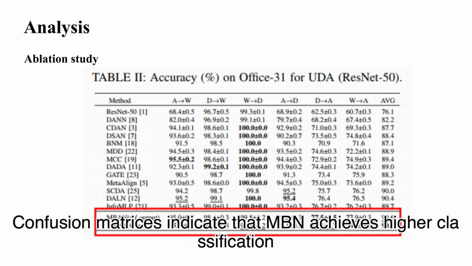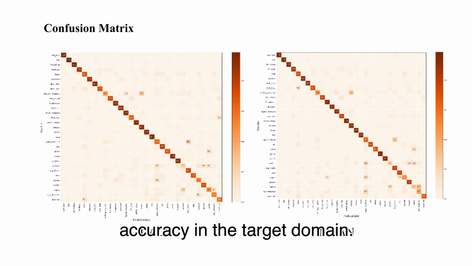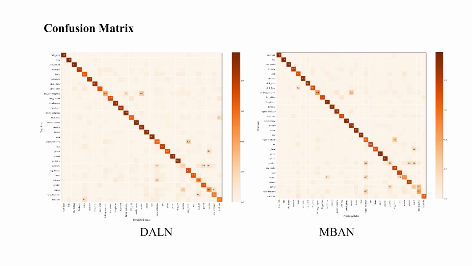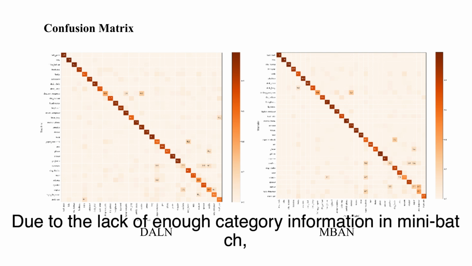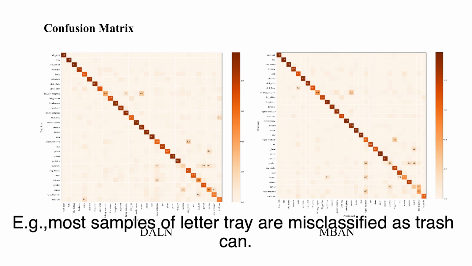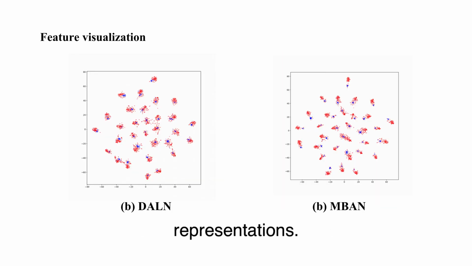Confusion matrices indicate that MBAN achieves higher classification accuracy in the target domain. DALN only calculates the nuclear norm on the current mini-batch. Due to the lack of enough category information in the mini-batch, there exist numerous misclassified samples, e.g., most samples of letter tray are misclassified as trash can. Feature visualization shows that MBAN learns more separable feature representations.